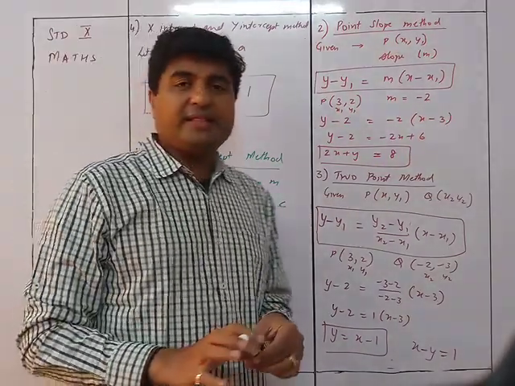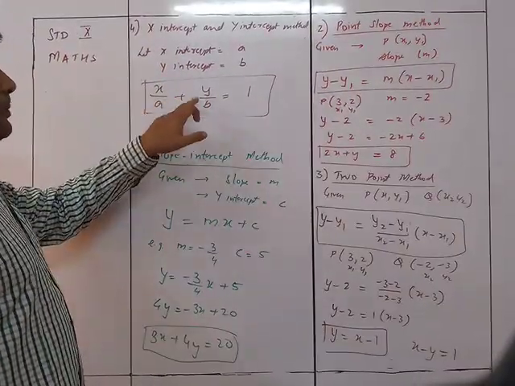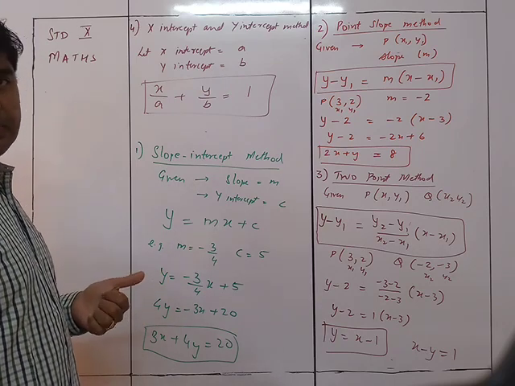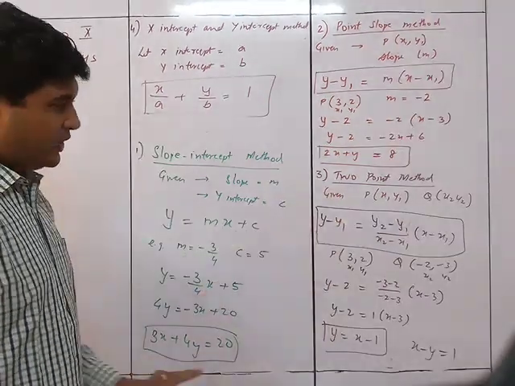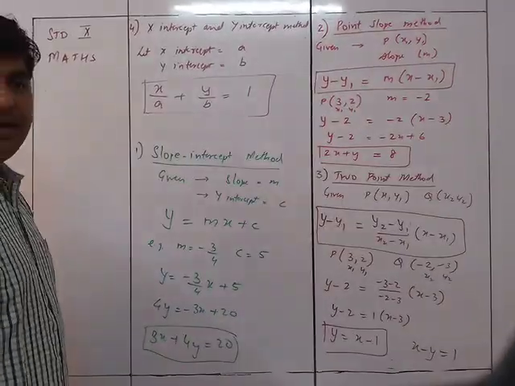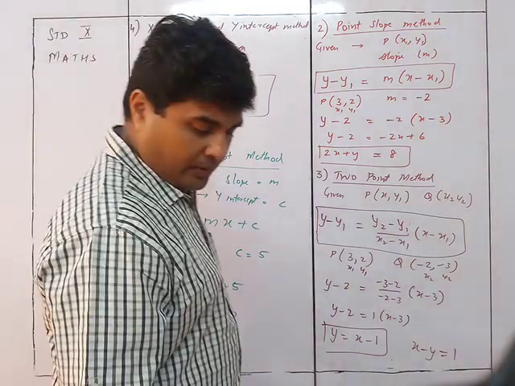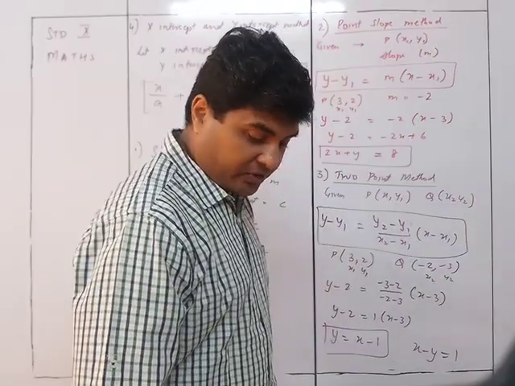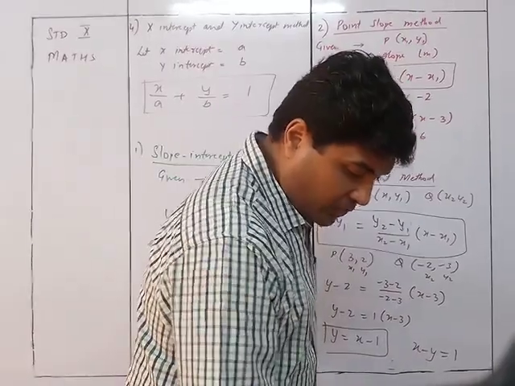Direct. We can get the equation of the line as x upon a plus y upon b is equal to 1. Okay. So if I know the x-intercept and the y-intercept, I need not find out the slope, I need not do anything at all. I can just directly use this formula, x upon a plus y upon b is equal to 1. So this is also an alternative method of finding the equation of the line. Okay, so that is one part.